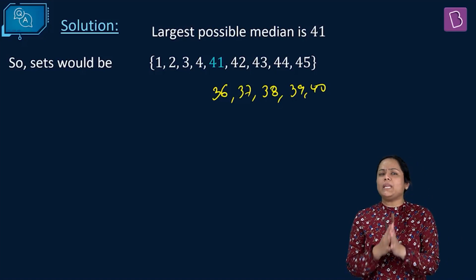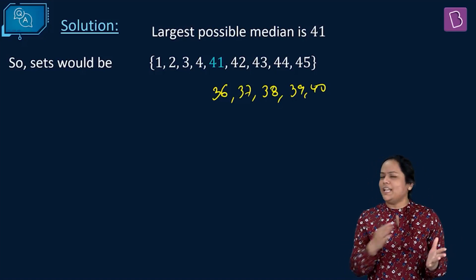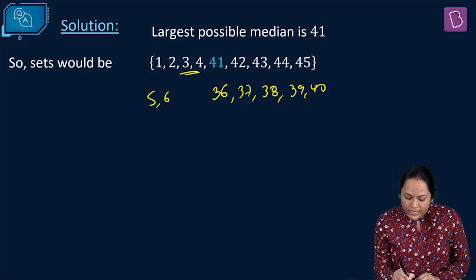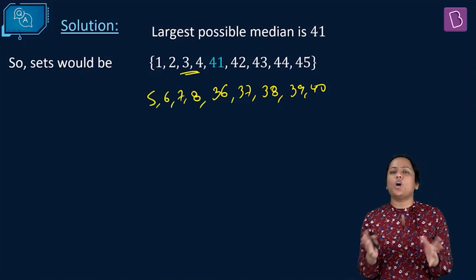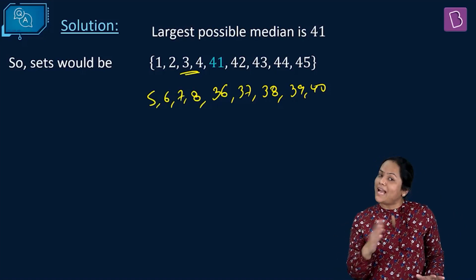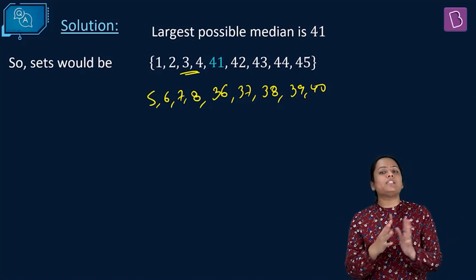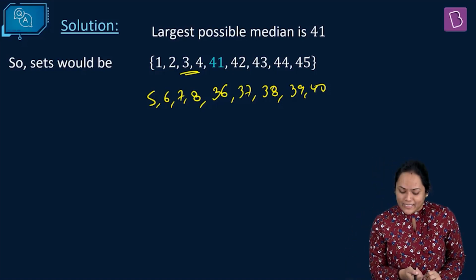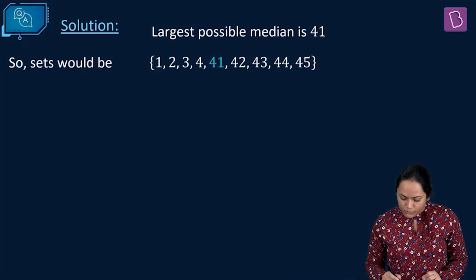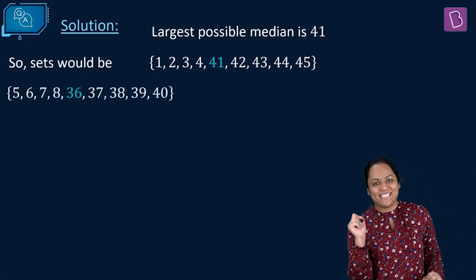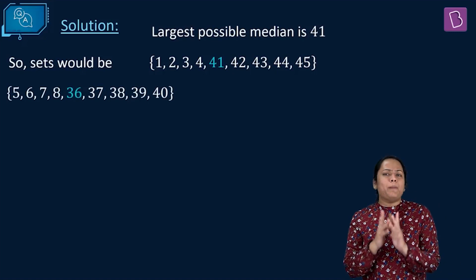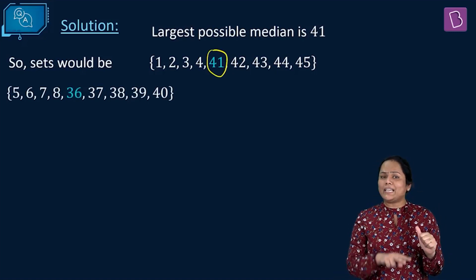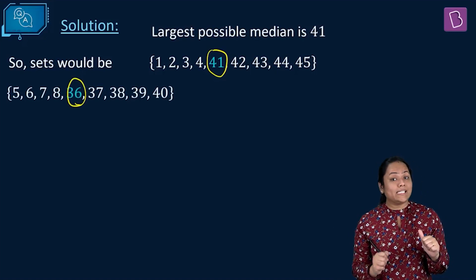And since I have to keep four numbers less than 36, let's start putting in ascending order. After 4, I'm going to have 5, 6, 7, and 8 because the numbers actually don't matter, so we'll start with the smallest possible options. Clear? So this will be the next set, and I can say that the next median value smaller than 41 will be 36. Clear? So what pattern are we observing? Initially I had 41, then I decreased 5 and reached 36.